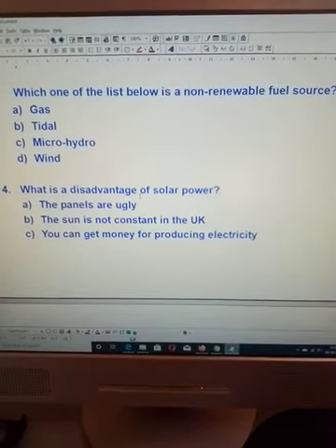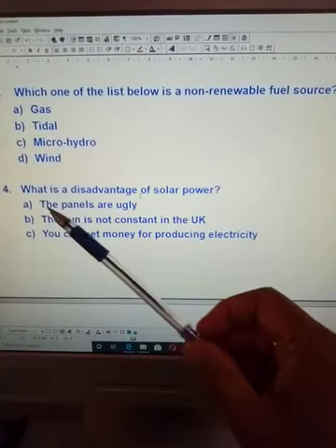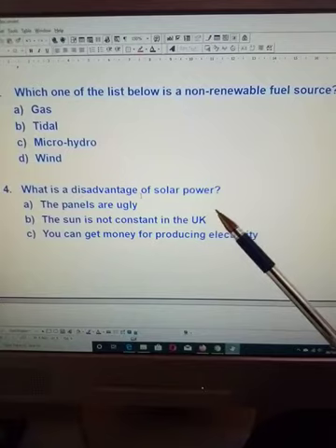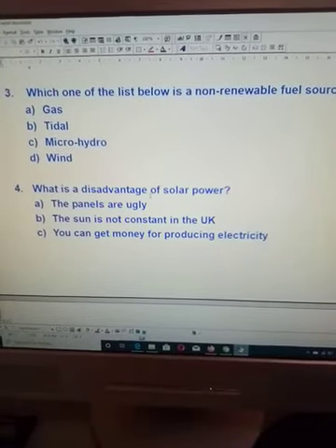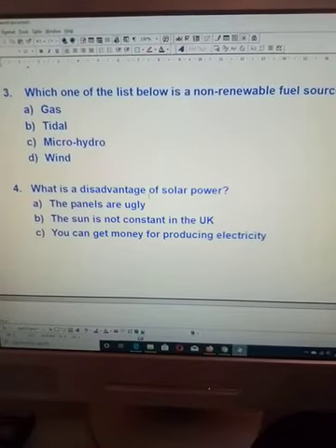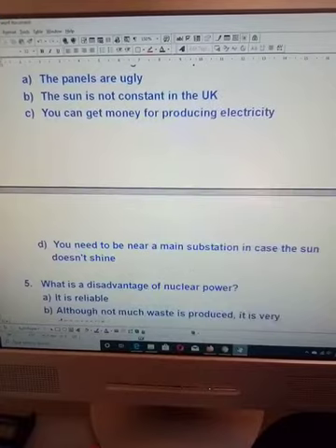Now, what is a disadvantage of solar power? Obviously, there are some disadvantages to solar power, etc. But again, I'm not going to tell you the answer here. You need to look this up for yourself, do a little bit of groundwork, do some research, acquire knowledge.